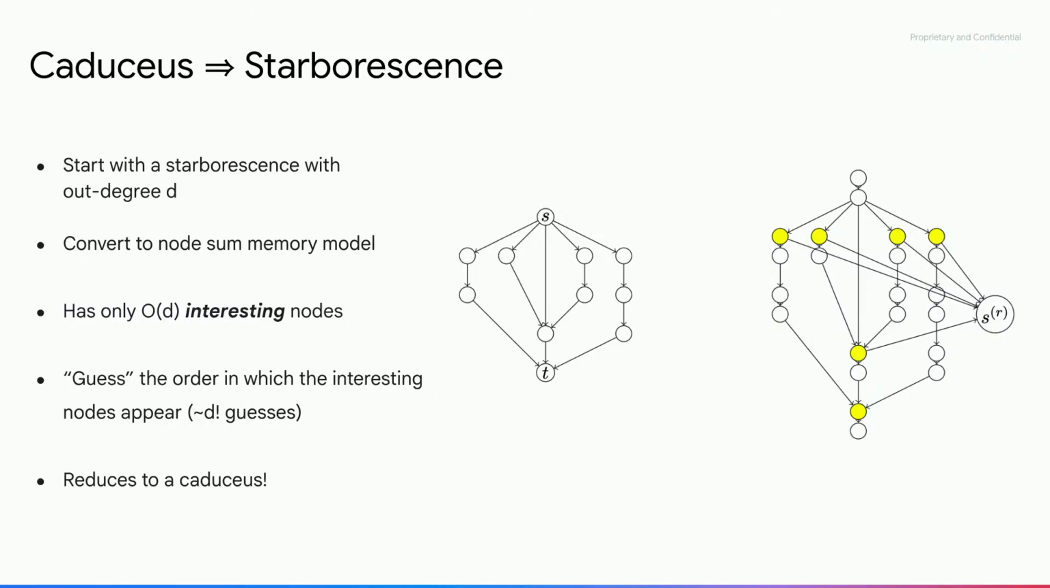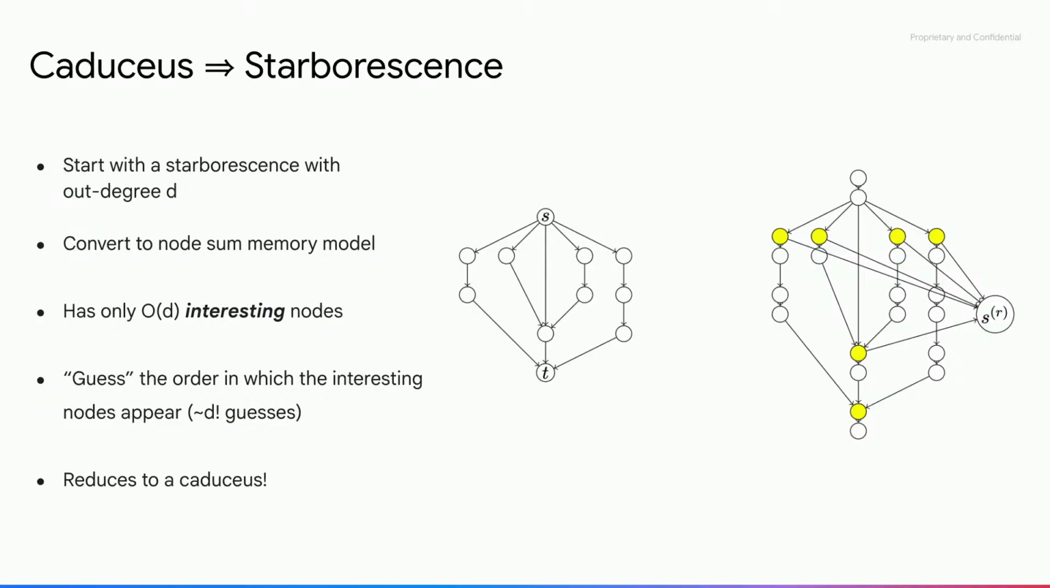And if you stare at this node-sum model a bit, it has only order d interesting nodes. So what really matters is the order in which you schedule these out-neighbors of S and these nodes that are sort of higher in degree. So these yellow nodes. There are only order d of those interesting nodes. Everything else is rather easy. So what you do is just guess the order in which these interesting nodes will appear. There are roughly d factorial guesses. So try every guess. For every guess, the remaining problem becomes the caduceus. I won't go into that, but that's how the reduction will look.